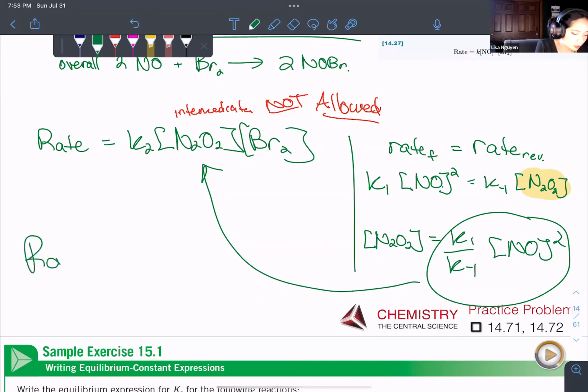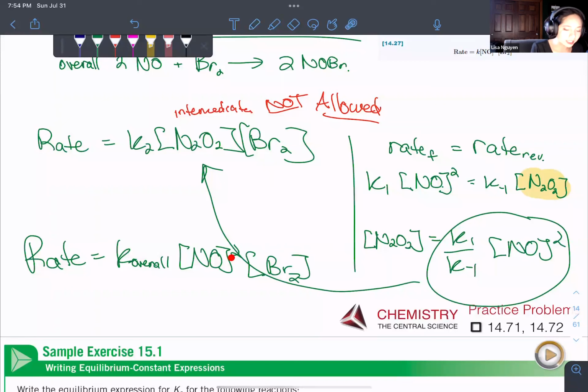So it will be something like rate equals some K value, so K overall. That K overall is just the multiplication of all those K values. We can't really discern the specific K values; what we'll actually observe is just some overall value. And so what you get here is NO squared, 2 of them, times bromine, 1 of them. So it's second order with respect to NO, but first order with respect to Br2.